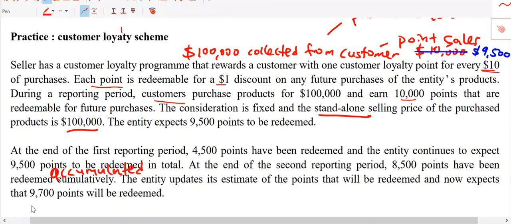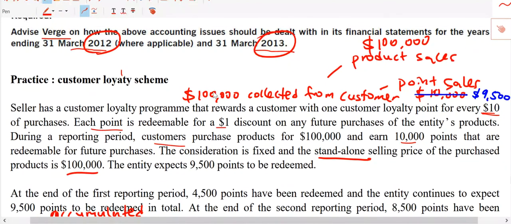So for this answer, I have to break my answer into four parts. The first part is to argue that the product sales and the point sales are separate performance obligations. The second part is to go into the calculation to allocate the $100,000 collected from the customer, breaking this amount into product sales and point sales. This will happen at day one when we sell the product to the customer. So the first part is to argue separate performance obligations. The second part is to calculate how to allocate the transaction price into two components.